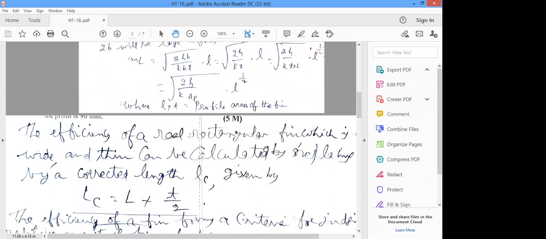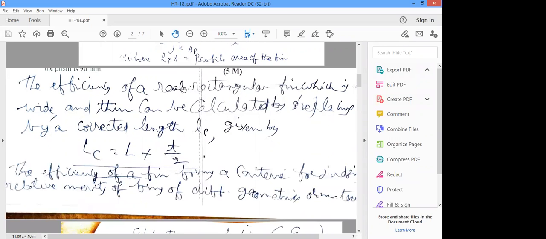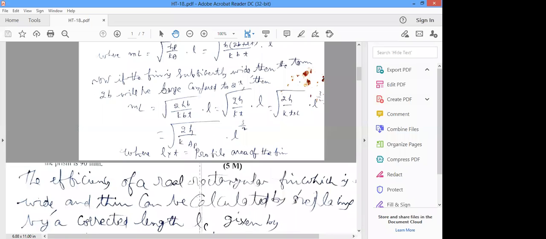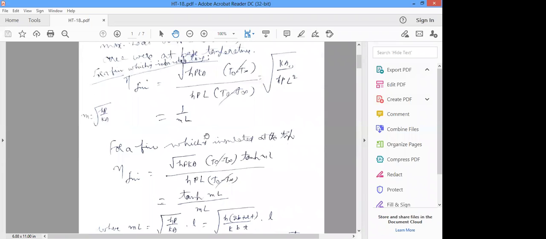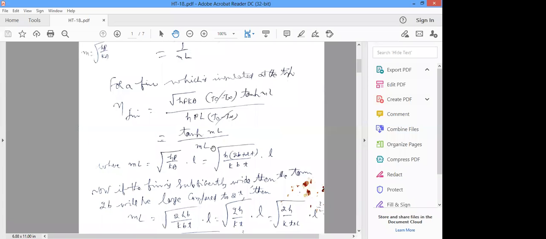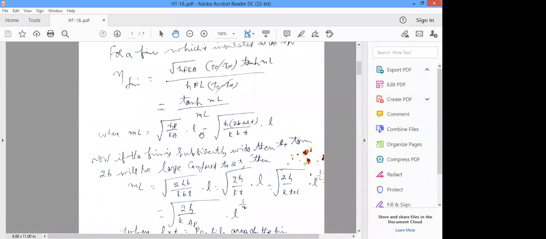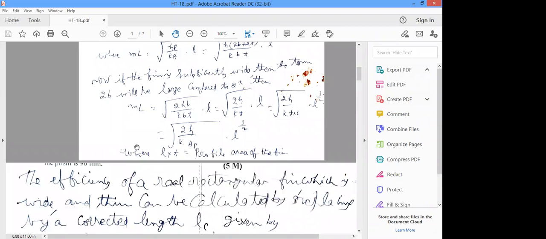So the efficiency of an infinitely long pin is 1 by ML. Efficiency of the pin insulated at the tip is tan HML by ML. You can calculate the efficiency of a short pin also by using the formula Q pin by Q max. But here we have taken the profile area of the pin, that is length of the pin into thickness of the pin.